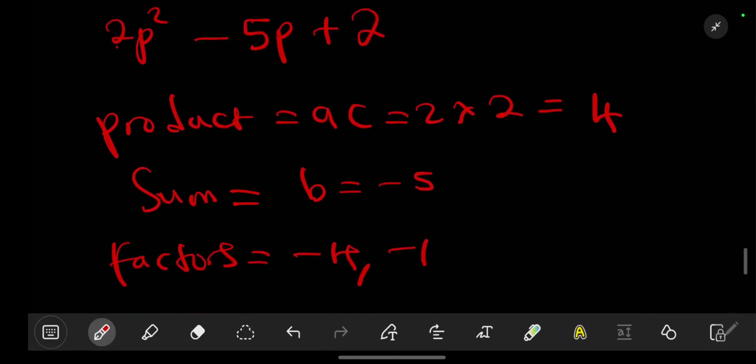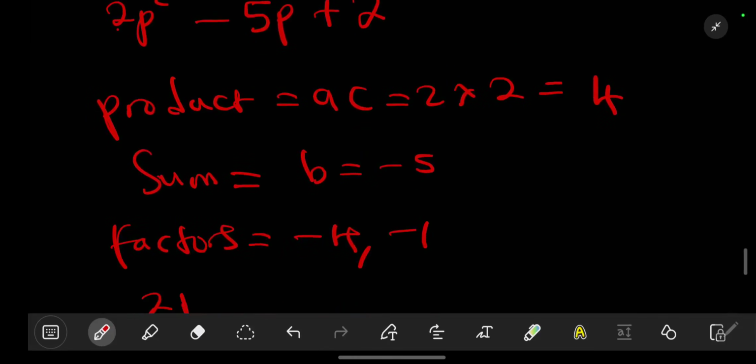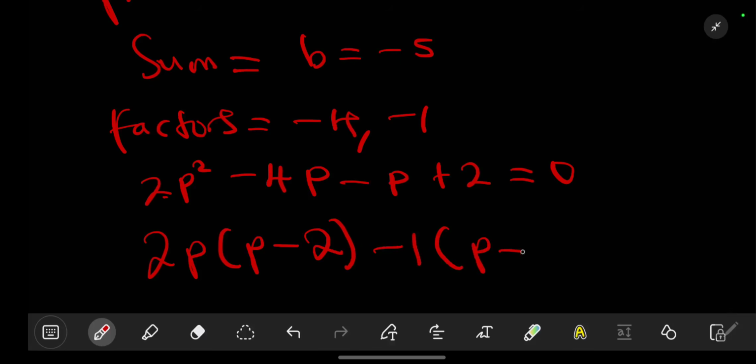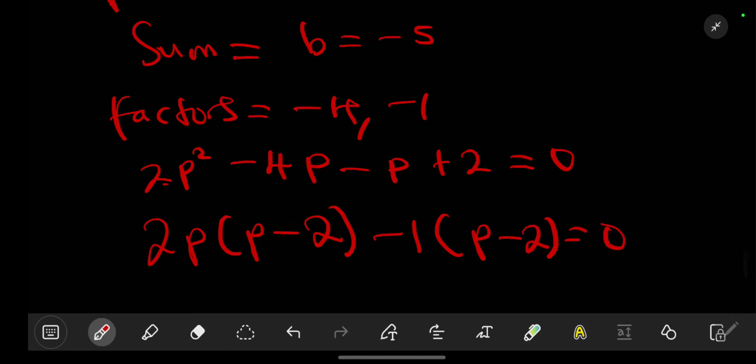So replacing these in the equation, it will be 2p squared minus, where there is 5p, we are going to say 4p minus p, plus 2 should be equal to 0. Which will give us 2 is common, p is common, then we have p remaining, then we have minus 2 like that. Then minus 1 is also common. We are going to have p minus 2 should be equal to 0.